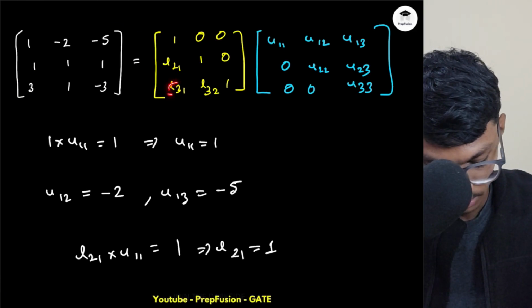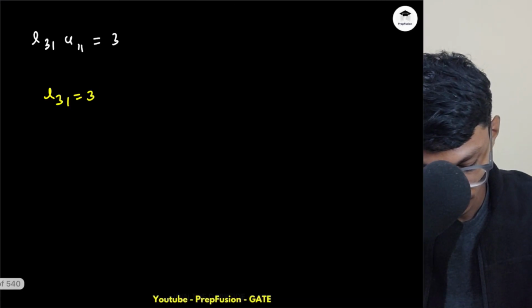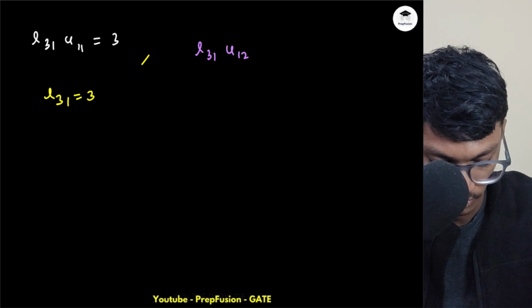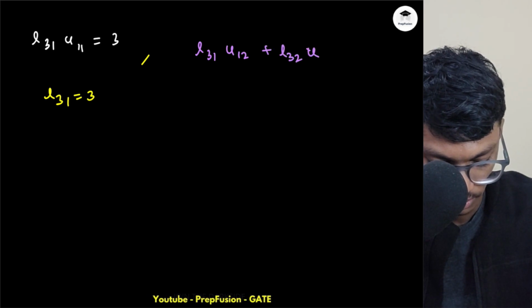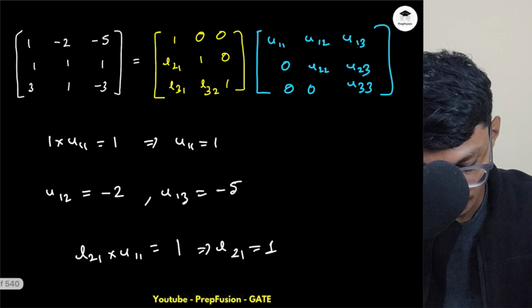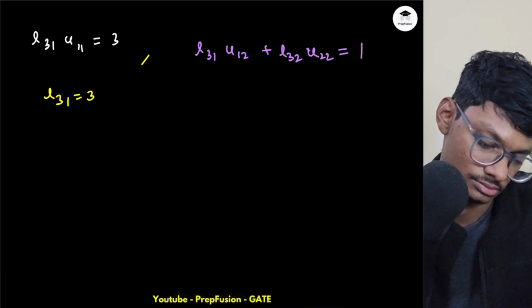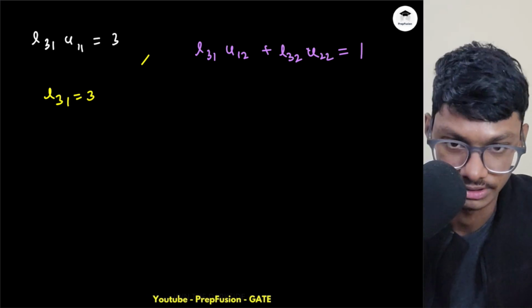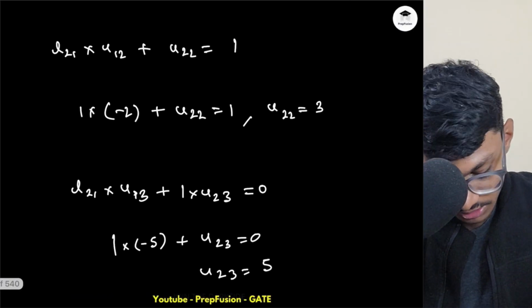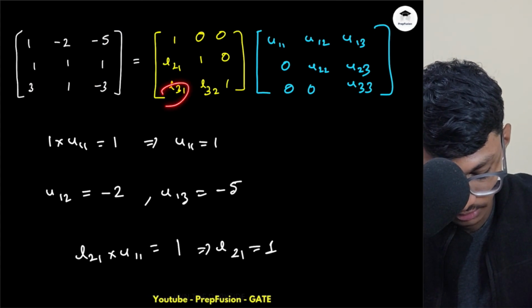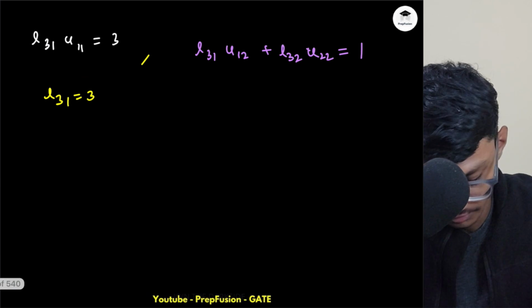So this, right, L31 into U12 plus L32 into U22 equals to what? Equals to 1. So if it is equals to 1, what is this? This is L31 into U12. L31 is what? L31 is this. So L31, we have already found out the value of L31, which is 3.